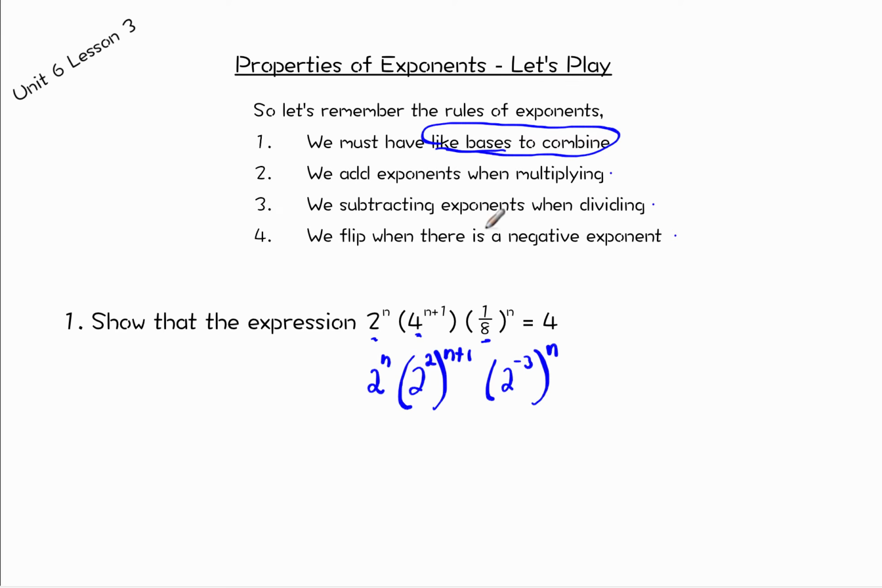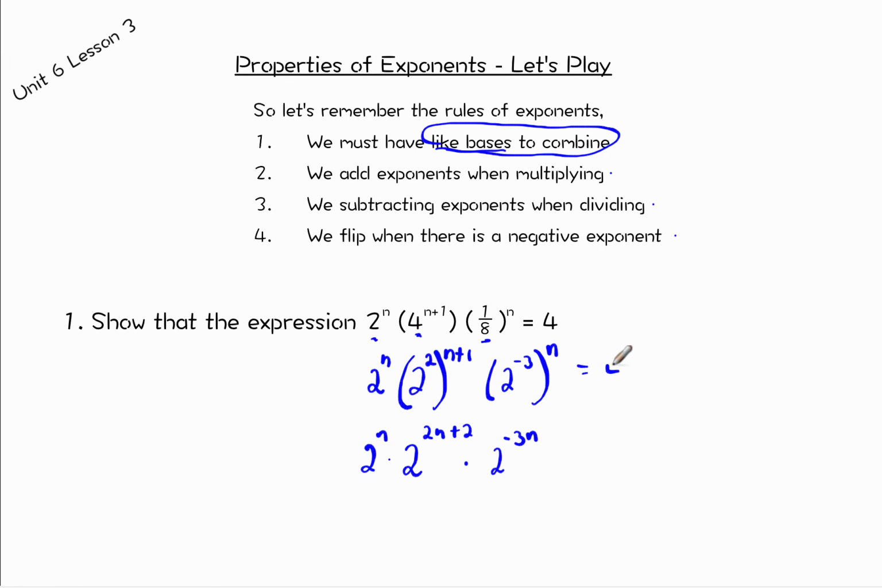I'm going to clean this up because we have some powers being raised to powers. Well, this one doesn't change, but 2 to the second raised to the n plus 1 means we still have a base of 2, but then our exponents become 2n plus 2. Because remember, when we raise a power to a power, we end up multiplying. We can extend that to here. The base is 2. A power raised to a power, we multiply, and that's negative 3n.